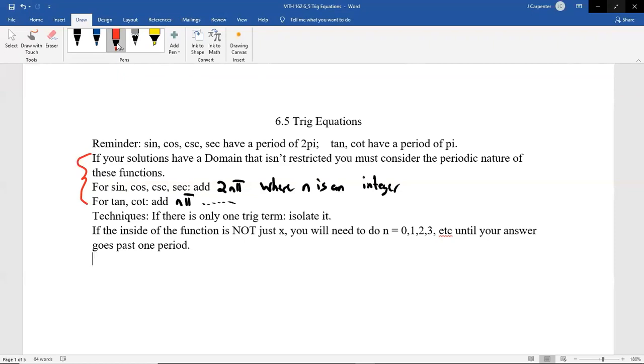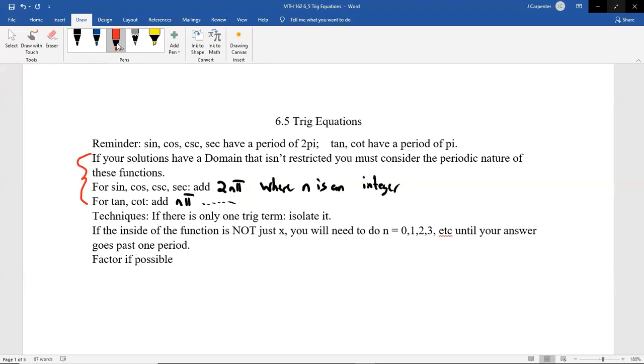That's until you go past one period. So once your answers go past 360 degrees or 180 degrees, depending on which trig function you're using, then you're just going to be repeating yourself, basically. So then you just say, oh, add the n pi or 2 n pi, or don't, depending on the scenario. Okay, factor if possible.